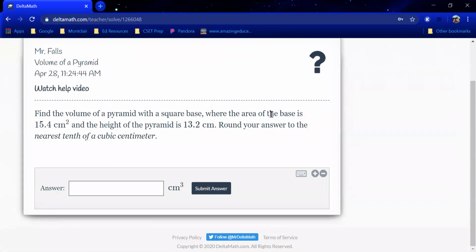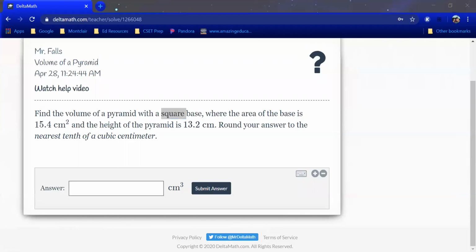Okay, so it says find the volume of a pyramid with a square base. That's going to be important, guys. If it tells you the base is a square, that means all sides are the same. The area of the base is 15.4 and the height is 13.2. Okay, I've got to remember that.